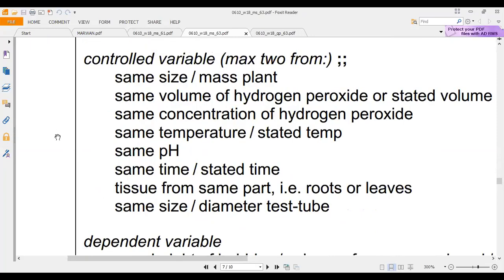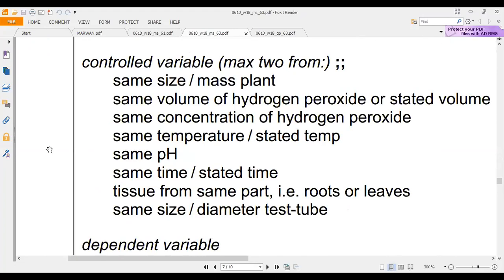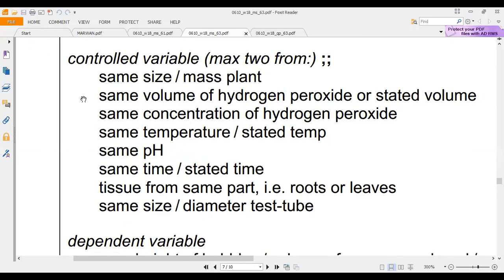If we together look here at the controlled variables, you can see that the maximum grade in this variant is 2 marks. You can mention any of those, okay. Those are things that should be kept constant during the experiment in order not to affect the results. Here, for example, same size, same mass of plant, same volume, and so on, okay. So now we have discussed together the variables: the independent, the dependent, and the controlled.